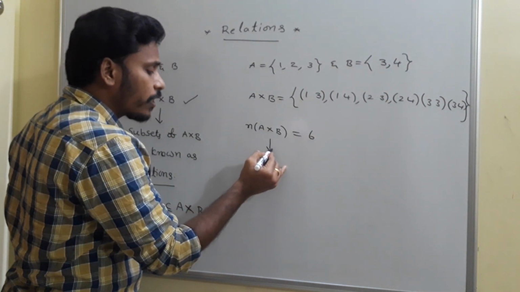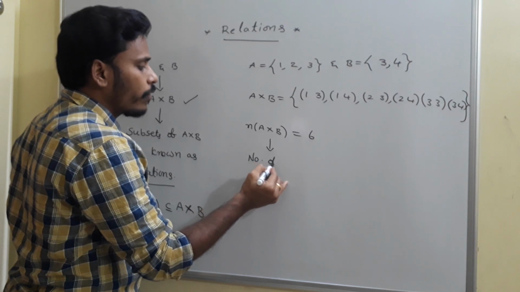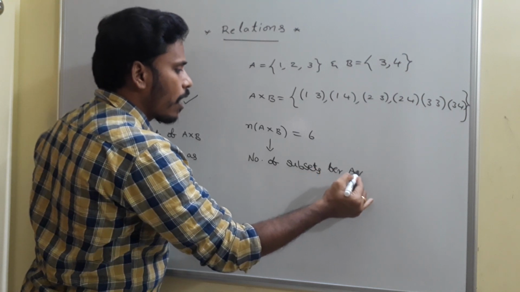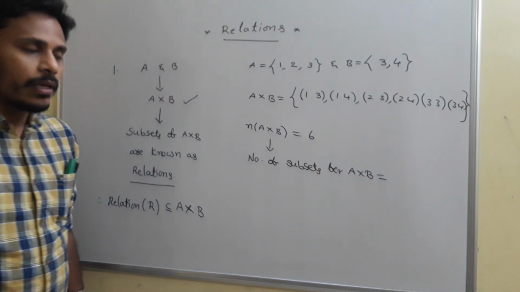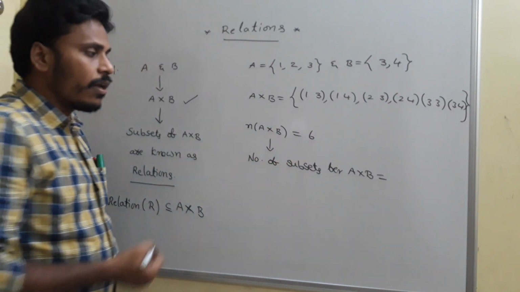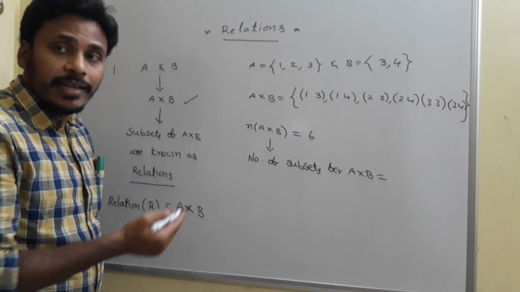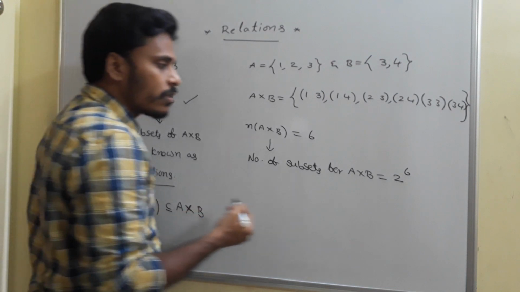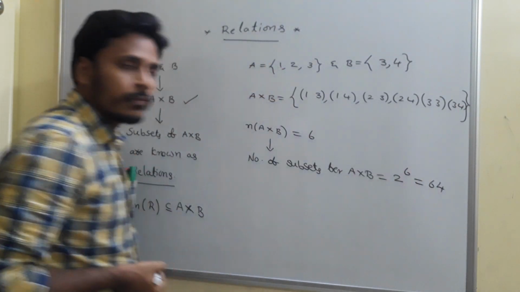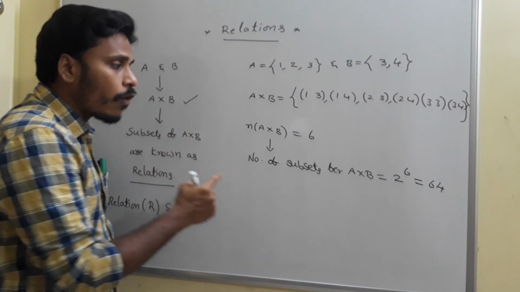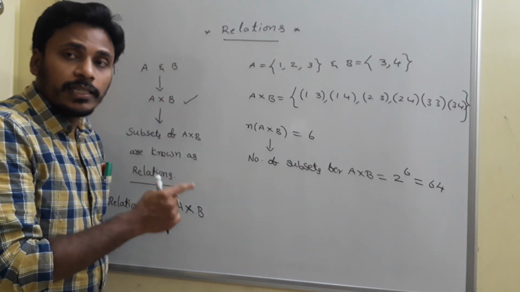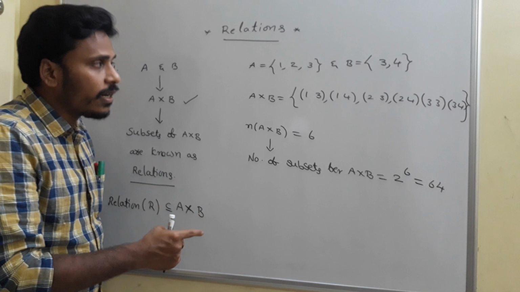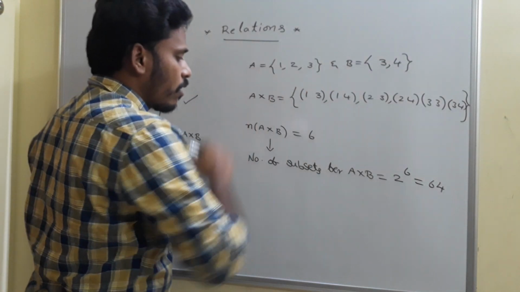And now think about the subsets of A cross B. How many subsets are there for A cross B? Since there are 6 elements in A cross B, then as we discussed in sets, if a set has n elements, the number of subsets is 2 power n. So the number of subsets of A cross B is 2 power 6. And 2 power 6 is 64, is it right? The number of subsets of A cross B is 64. Here, every subset of A cross B is a relation. That's the basic definition. And so there are 64 relations from A to B.